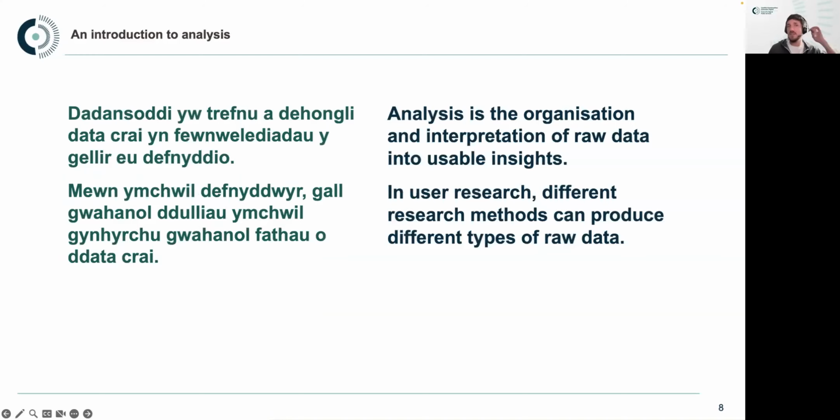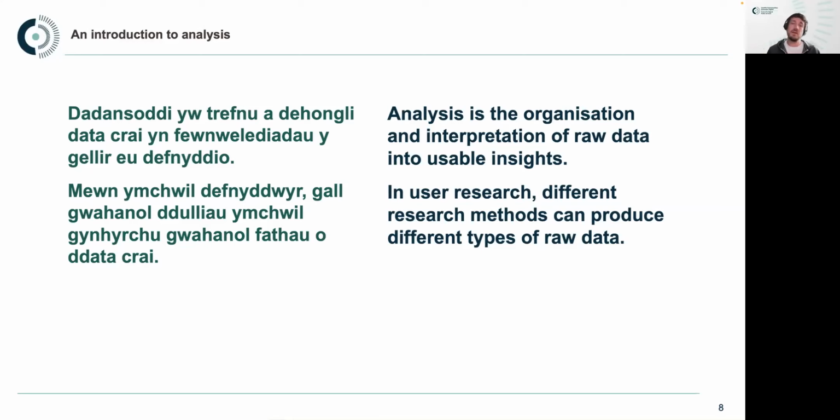Next slide, please, Elise. Thanks. Analysis is basically the organization and interpretation of raw data. The interpretation is important to convert that data into usable insights that you can then take forward to make real change. And in user research, obviously there are a few different methods that we use. These methods produce different types of raw data.